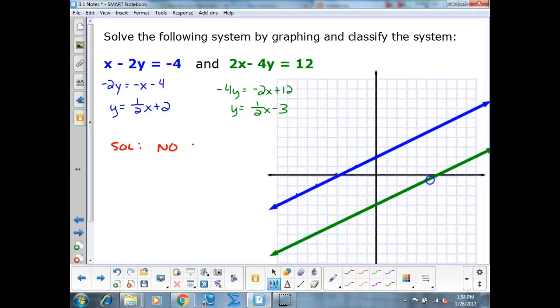No solution? Which makes the classification inconsistent.